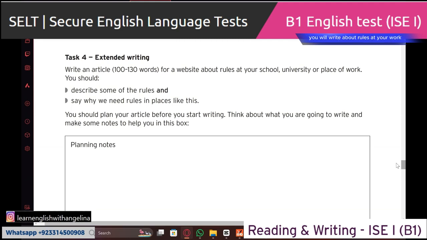Anyways, first of all, you will write about rules at your work, not your school. You will write about rules at your place of work. Firstly, I want to describe some rules. For example, if I work as a baker, what are the rules at my work? I need to wear an apron. I need to wear my baking gloves and wash my hands over and over. I need to remove any jewelry that I'm wearing so that the food remains hygienic. And I am supposed to check the oven before I start baking. And the most important rule is to check the expiry date of every item before adding it in. So these are the rules at my work.